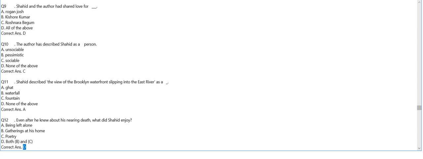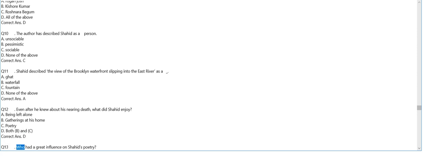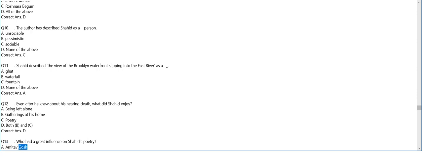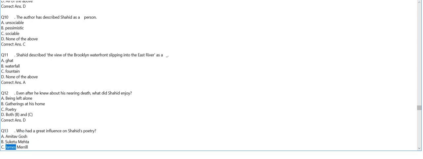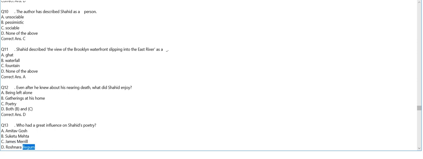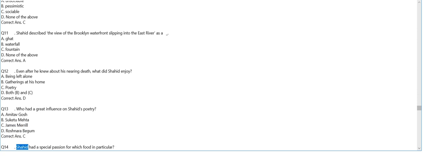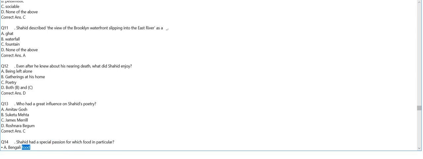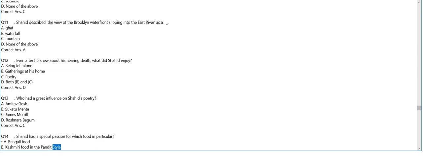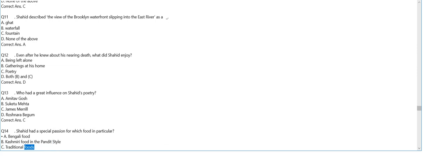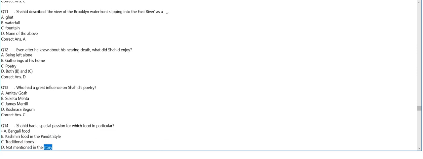Correct answer: D. Q13. Who had a great influence on Shahid's poetry? A. Amitabh Ghosh. B. Saket Mehta. C. James Merrill. D. Roshnara Begum. Correct answer: C. Q14. Shahid had a special passion for which food in particular? A. Bengali food. B. Kashmiri food in the Pundit style. C. Traditional foods. D. Not mentioned in the story.